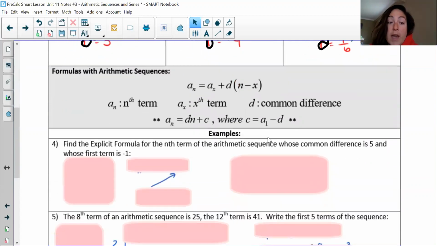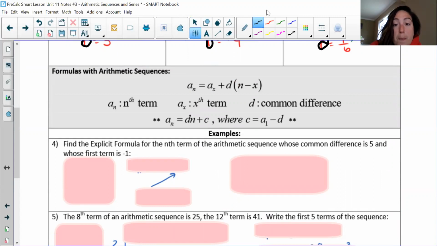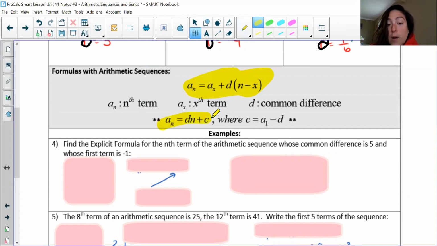All right, formulas that we have with arithmetic sequences. We have the explicit formula for an arithmetic sequence: a sub n equals a sub x plus d times n minus x. So you can find any term by taking a different term and adding it to d times the difference between the two terms. Or if we want to find a more simplified version of this formula, you could again distribute it out and write it in slope-intercept form. But here's another form as well. It's already simplified, but this is where you get c by doing the first term, take away the common difference. So let's do some examples.